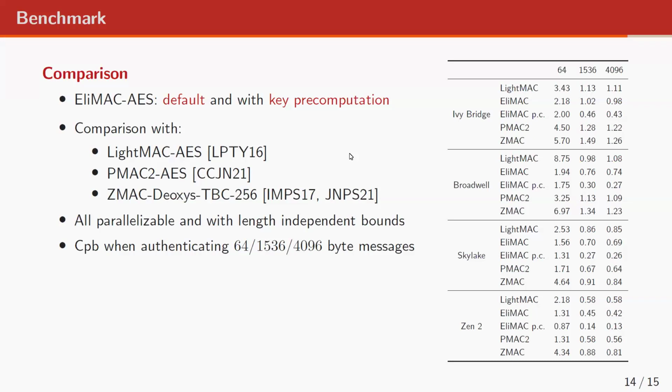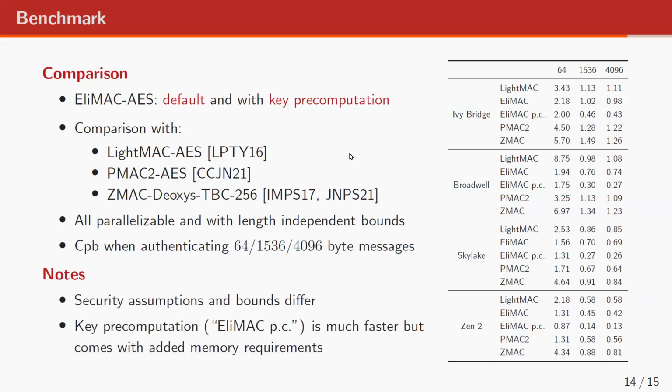But it's fair to compare these variants. And we compute the cycles per byte for different message lengths in blocks. And you see this 20% gain. So EliMac speeds up LightMac, and speeds up all the other ones too. PC stands for the pre-computed keys. So you see that if you take EliMac with pre-computed keys, it significantly speeds up. But of course, you have extra memory storage requirements because you have to store all the subkeys.